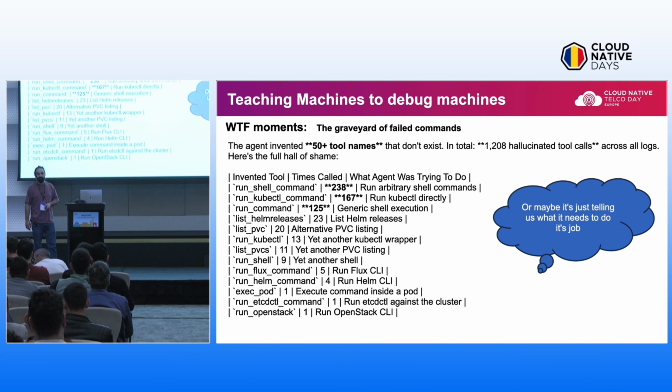There's a graveyard of failed commands, where it tried to invent a lot of tools at some point. It says run shell command, whatever that might be. List PVC, run kubectl, run OpenStack. Although it happened only once for me, it was the nicest one ever. But then I started to think that maybe it's not hallucinating, maybe it's just looking for things that it would need to get the job done. Because how can you actually investigate some things about Helm releases or PVCs or Flux if you don't have those tools at your disposal?